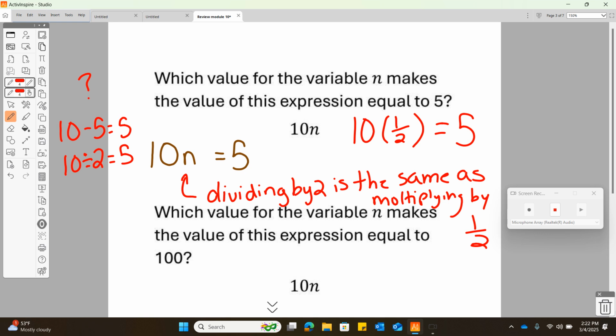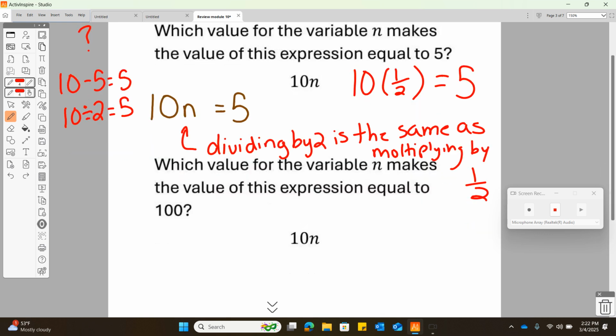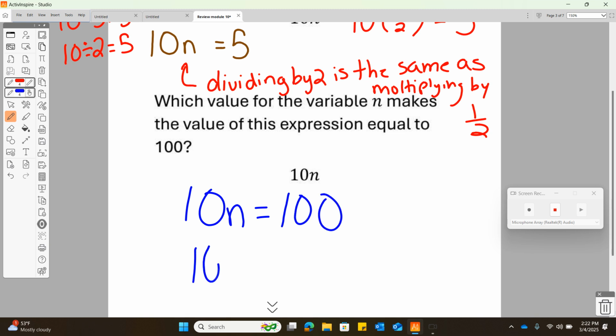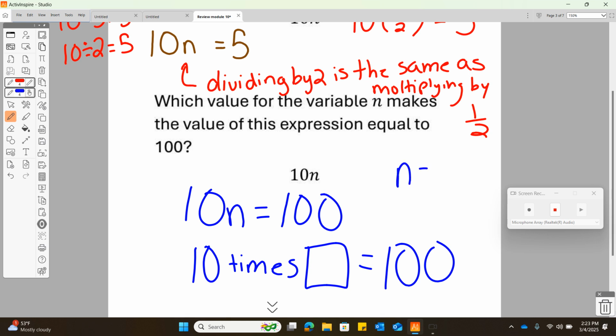Let's say that what value of the variable n would make this expression, would make 10n equal to 100. So now you're saying 10 times what number is 100? And in this case, n equals 10, because 10 times 10 would be 100.